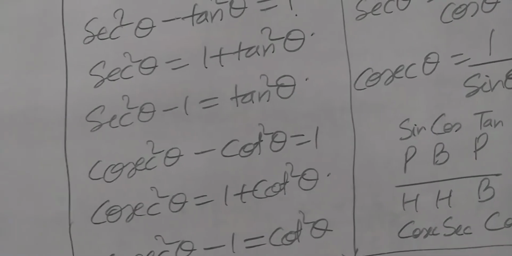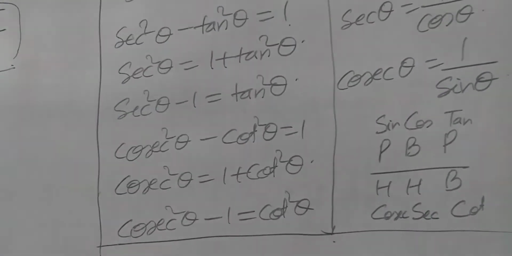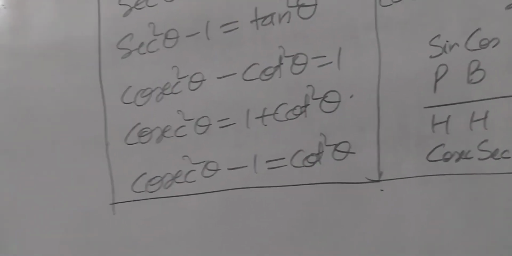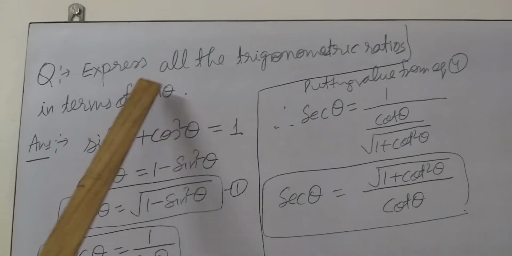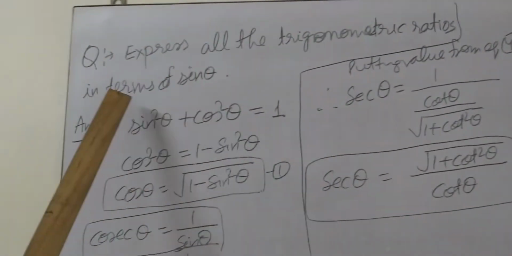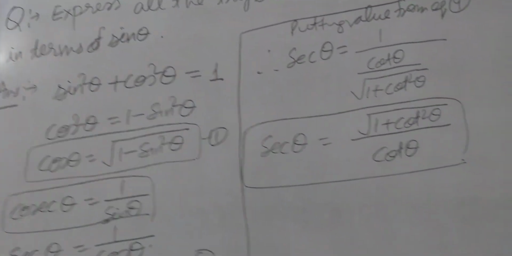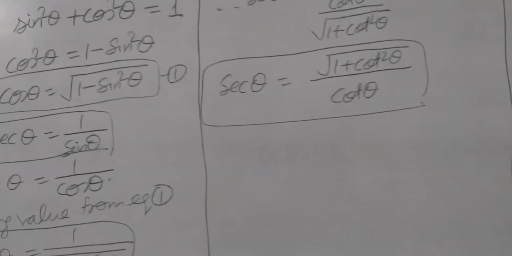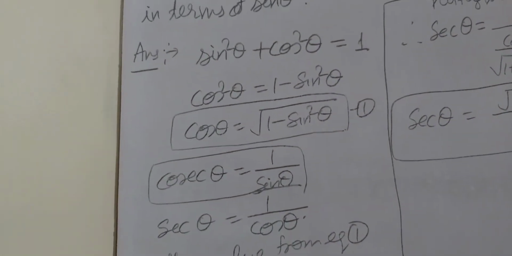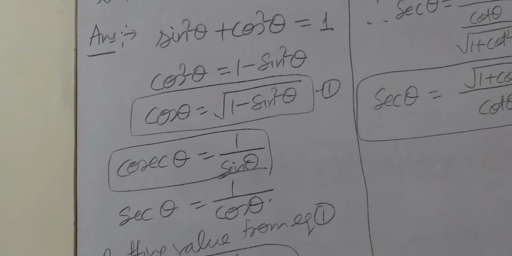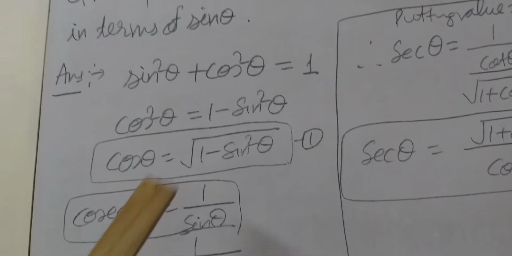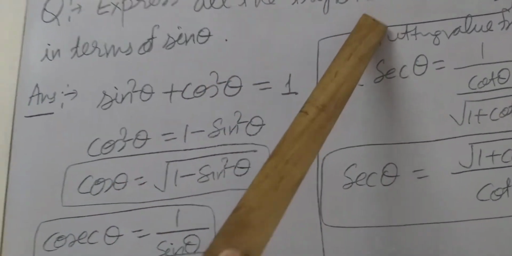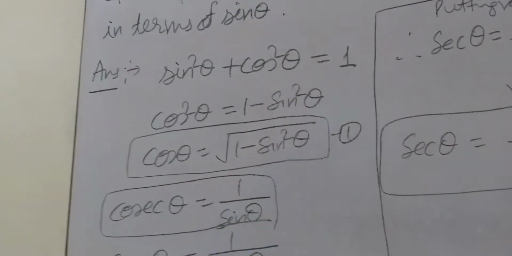Okay. Now students, these identities and changing, we are going to use in some different kinds of questions. So this is question number 1. Express all the trigonometric ratios in terms of sine. Student, we know that there are 6 trigonometric ratios: sine, cos, tan, cot, sec, cosec. So we have to change the 5 trigonometric ratios in terms of sine.